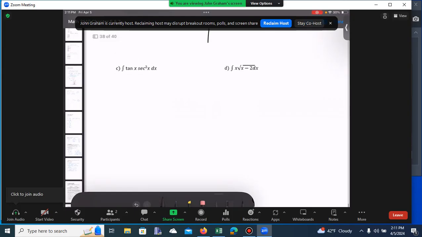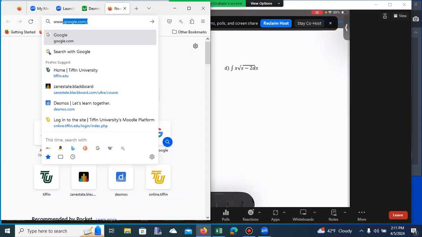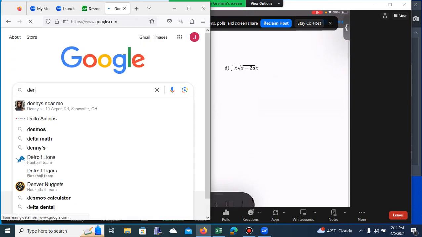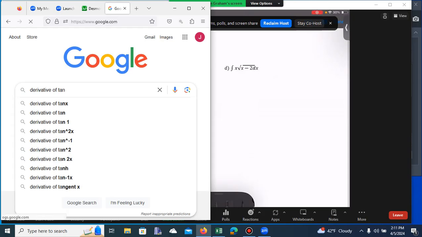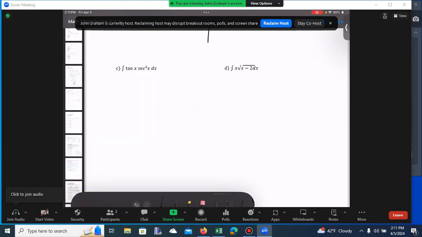Here we have tangent x secant squared x dx. I don't have easy access to it, but let me just pull up the derivative of tangent x. Oh, that is secant squared x. So we know that, so we can use that. Okay, so I'll write this out: derivative of tangent x equals secant squared x.